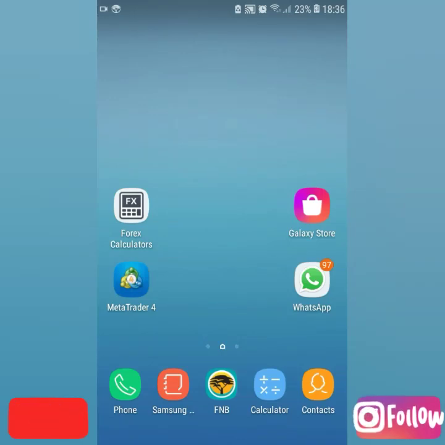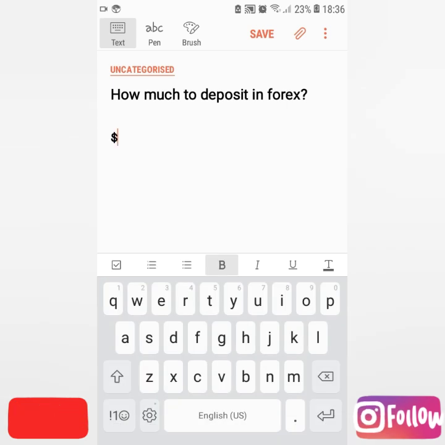Hello traders, I want to show you in more detail how much money you can invest or deposit into the forex market. How much money to deposit in forex.